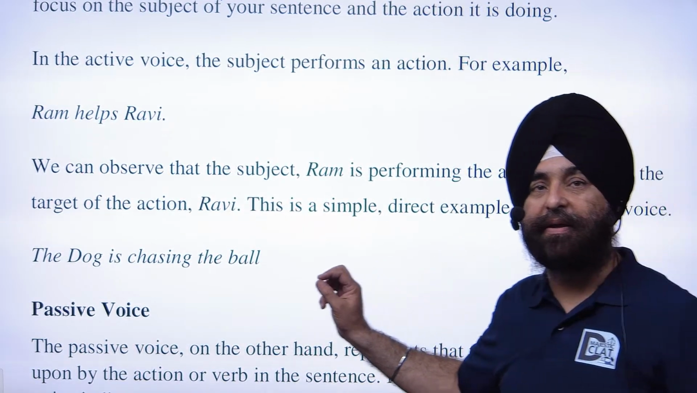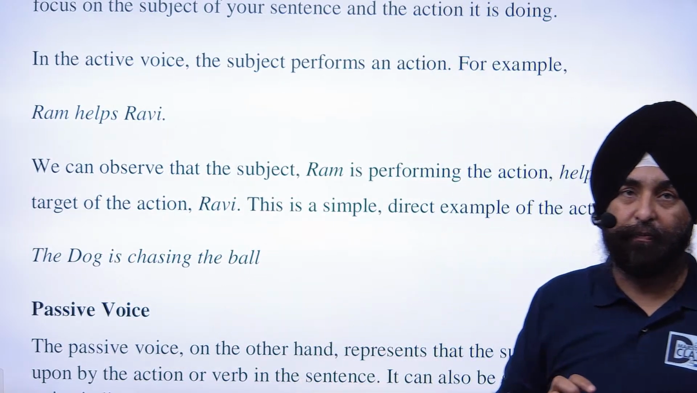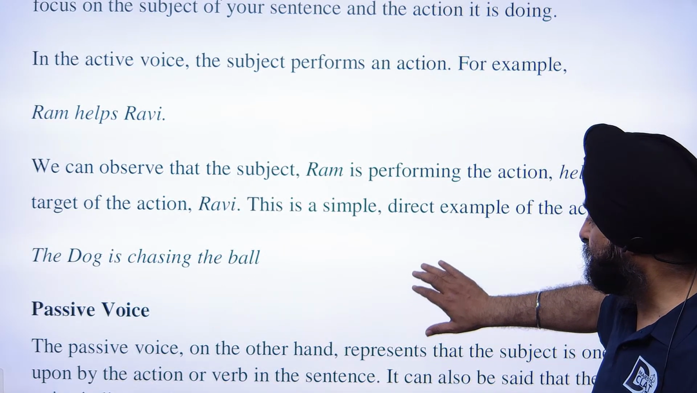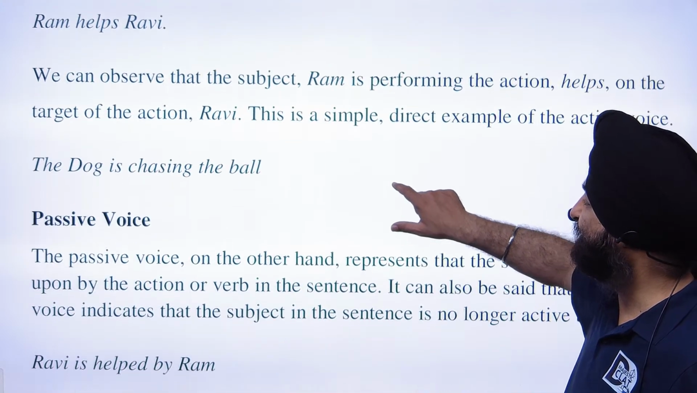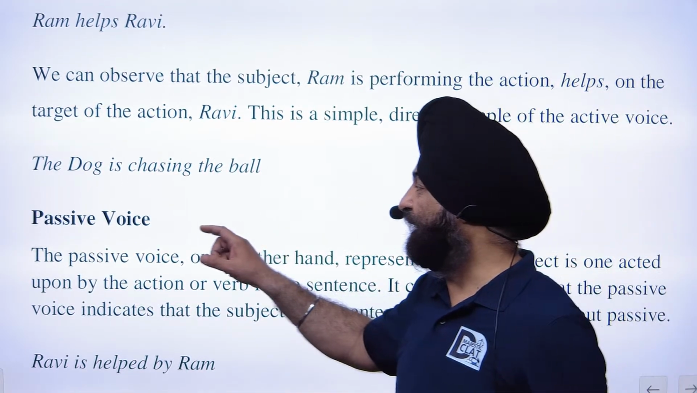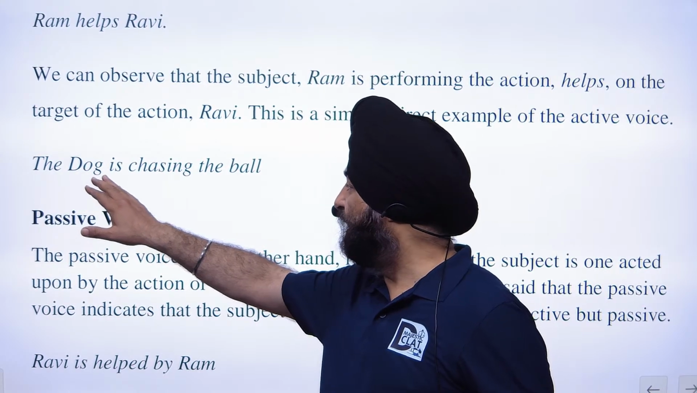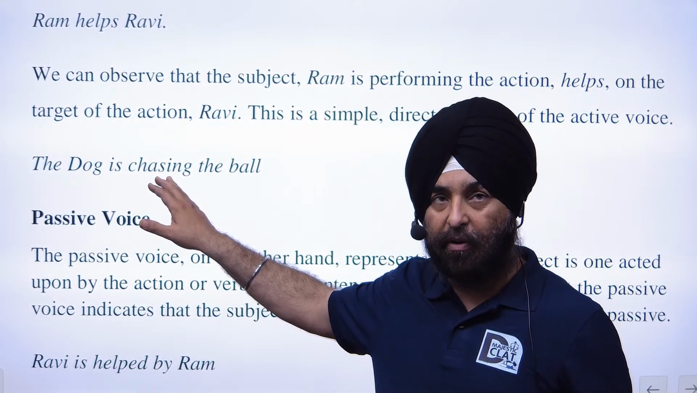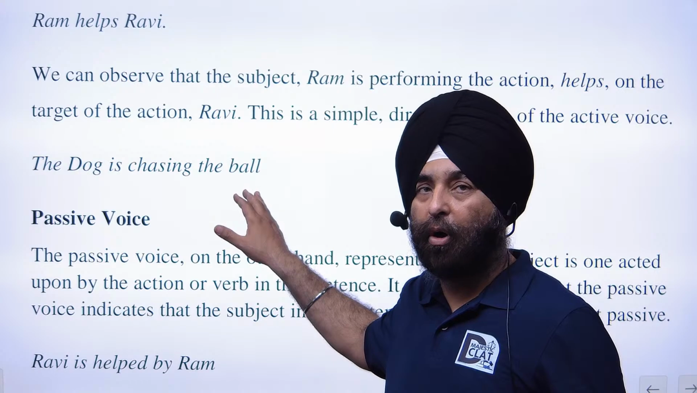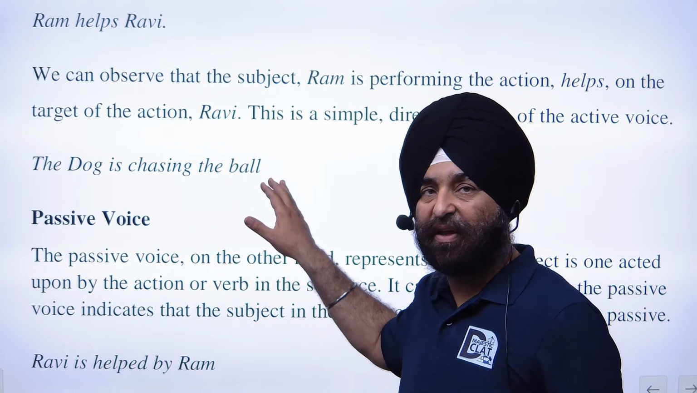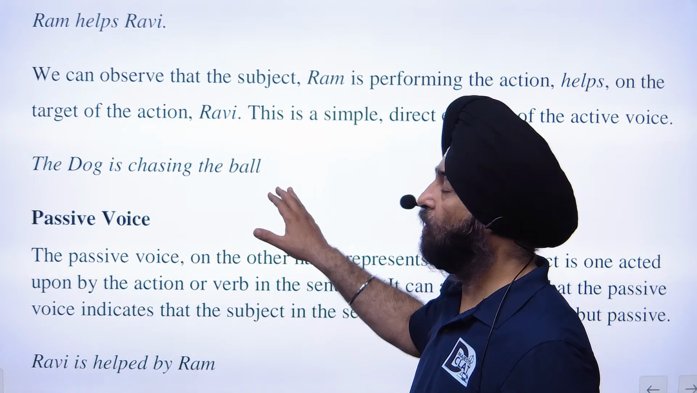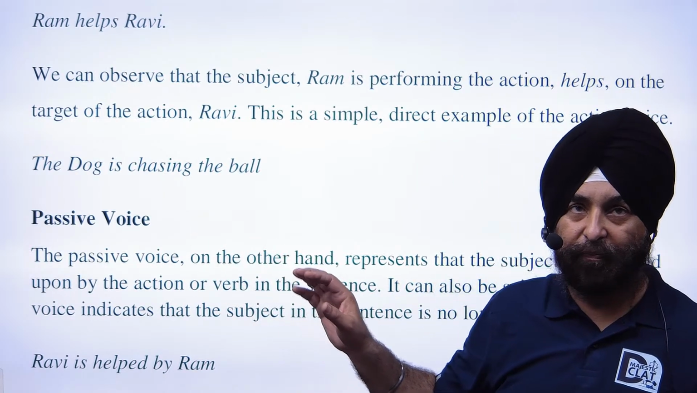The dog is chasing the ball, right? In this sentence as well, what do we find? The subject is the dog. He is the doer of the action. He is chasing the ball. So the ball is at the receiving side, or you can say the object in the sentence.